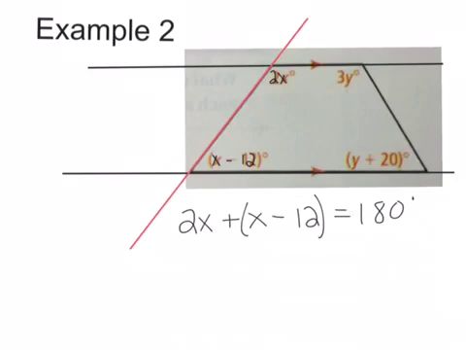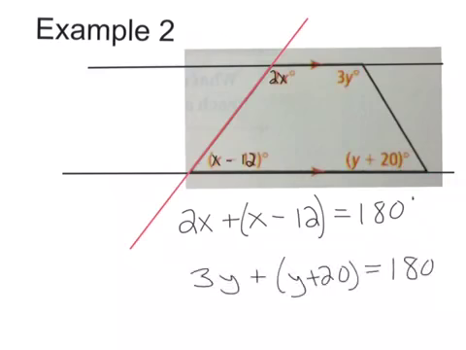Likewise, we could do the same thing for y. 3y and y plus 20 will also be same side interior angles, so they will also add up to 180 degrees and are supplementary. Therefore, we get these two equations that we could solve for x and y. And then if we wanted to, we could then substitute the values of x and y back into the statements here to figure out the angle measures of our trapezoid.